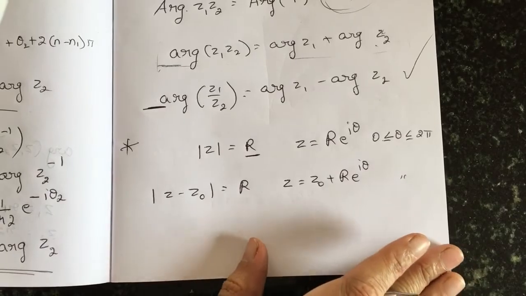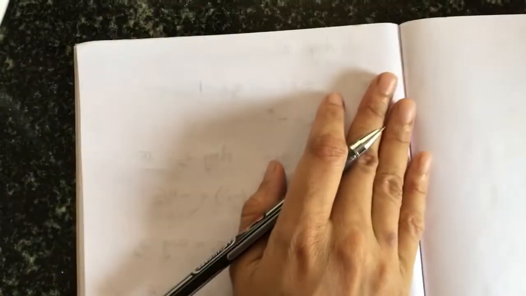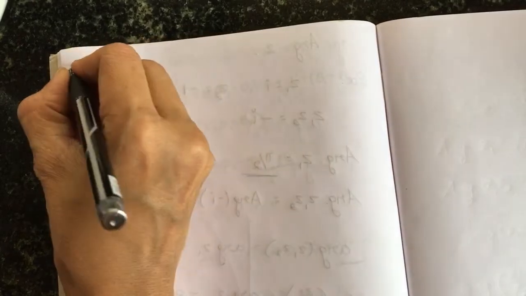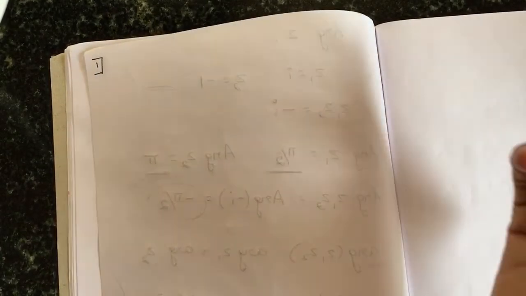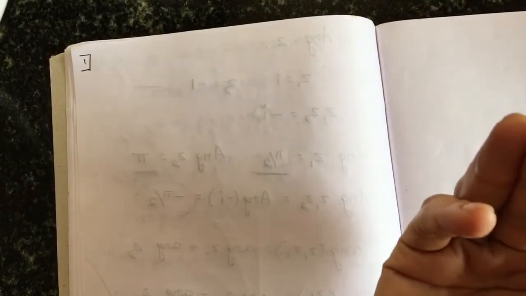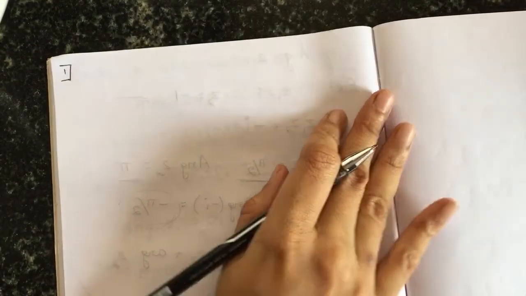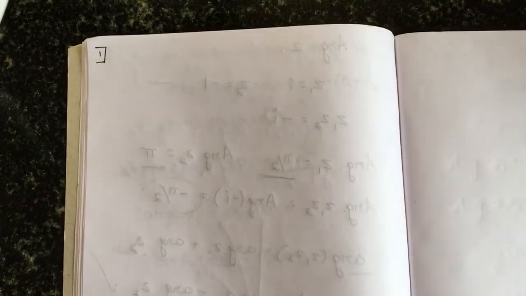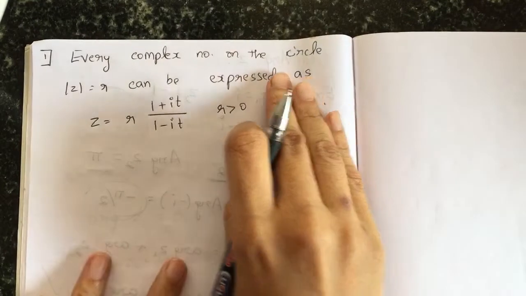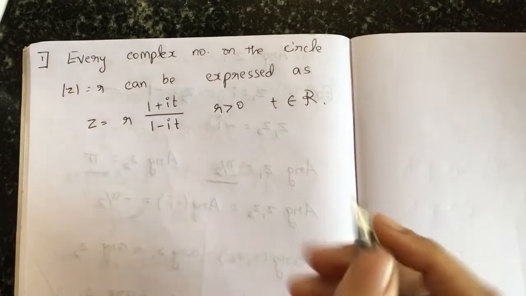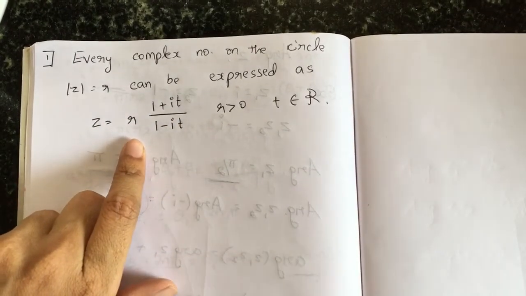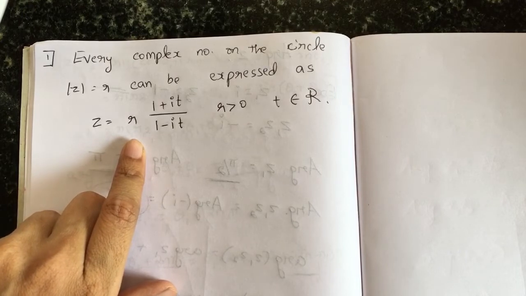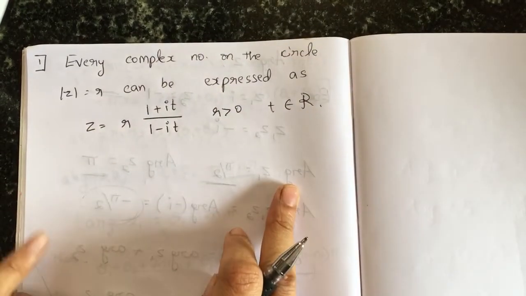Now let us take one problem depending on this. When I have a complex number which is written like mod z equal to r, then it can be expressed as z equal to r into 1 plus it divided by 1 minus it. Every complex number on the circle mod z equal to r can be expressed as r into 1 plus it divided by 1 minus it, where r is greater than 0 and t belongs to R.